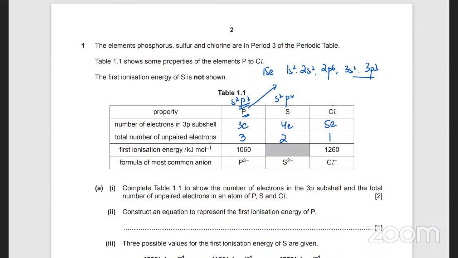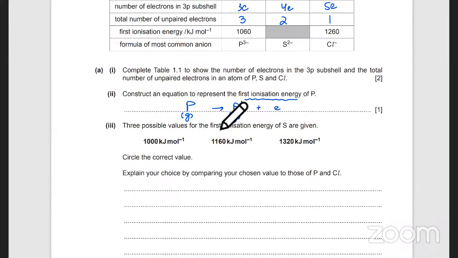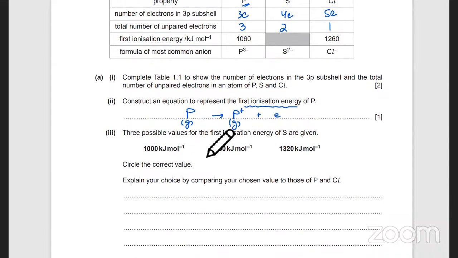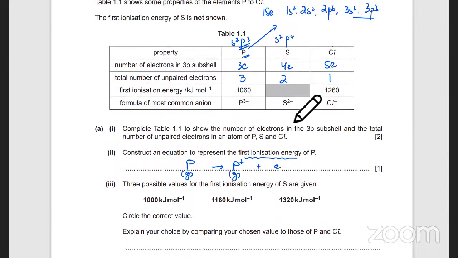अच्छा, ये हो गया। फिर next one is consider equation for the first ionization energy of P. क्या होगा? What is the equation? So you write P, the arrow, P plus the electron. And the state as well. They have to be gaseous atoms and ions. ठीक। Gaseous. Yeah. अच्छा, 3 possible values for the first ionization energy of sulfur are given. Circle the correct value. Explain your choice by comparing your chosen value to those of P and Cl.